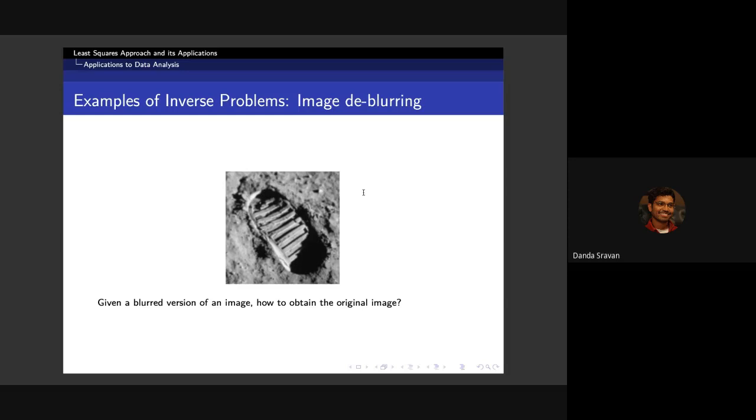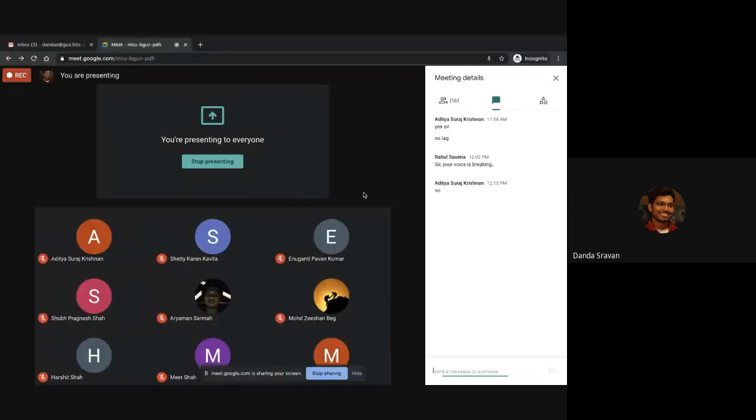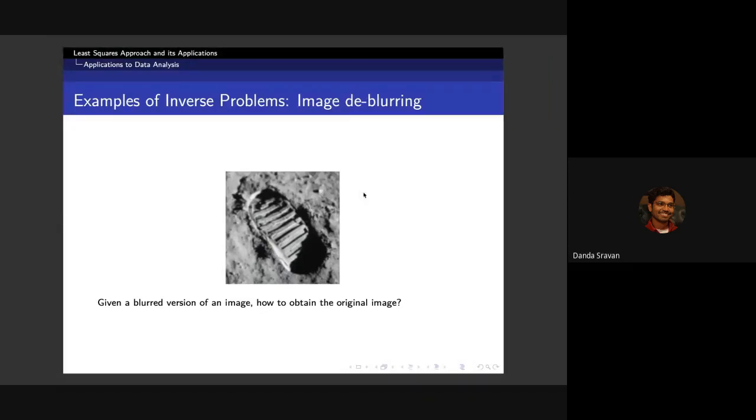More often than not, when we capture images with our equipment, we see that the images are blurred. Although in principle, again, we know the kind of blurring operator that we use and the noise, it's not very straightforward to obtain the non-blurred version of this image, or in other words, the original image which we wanted to capture.